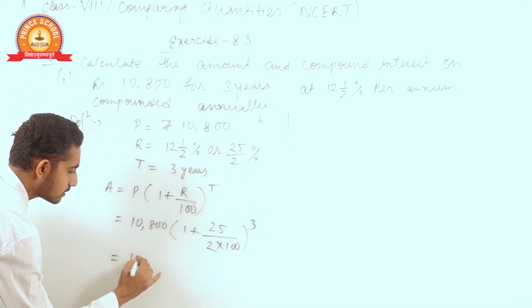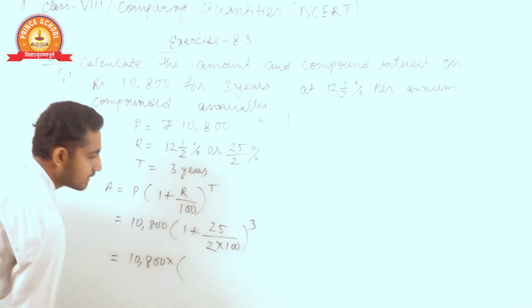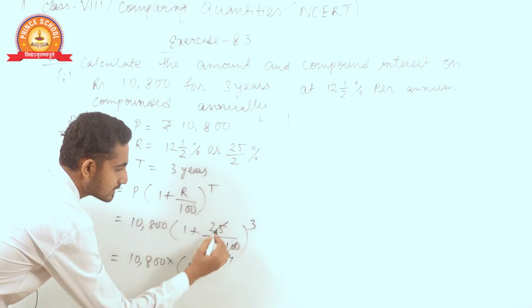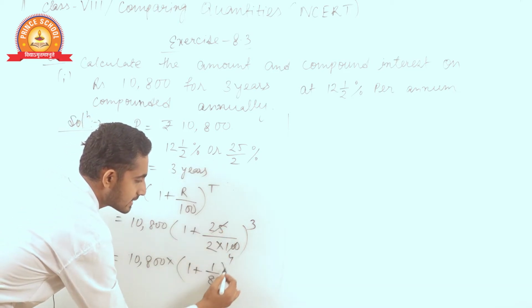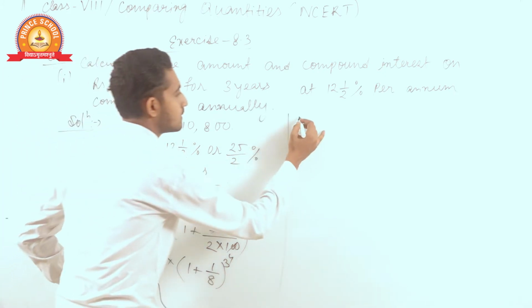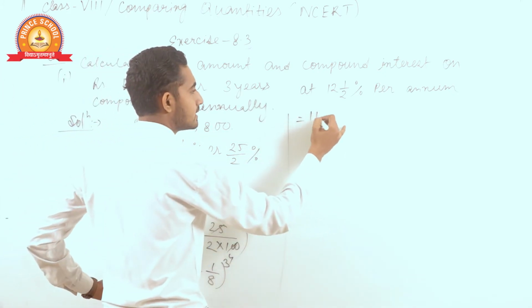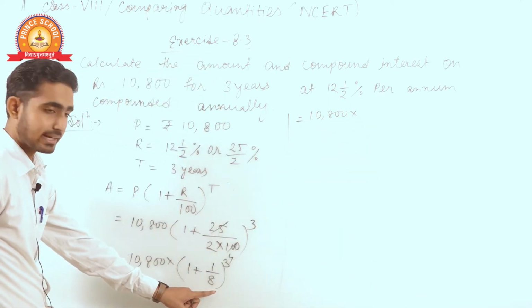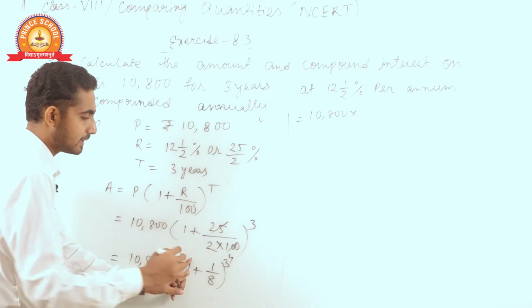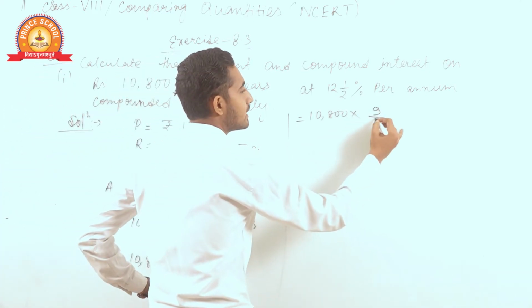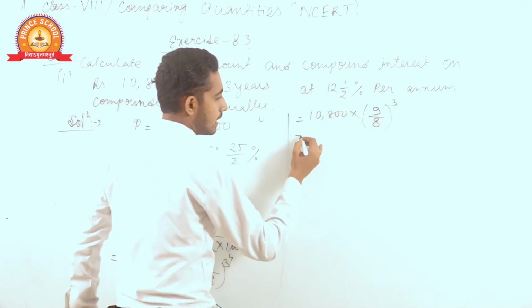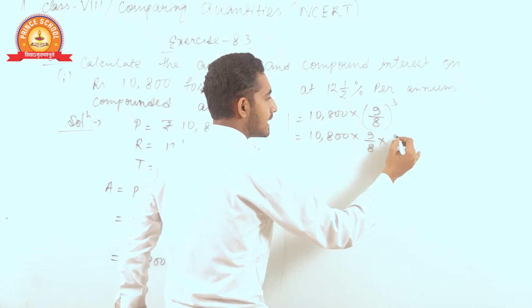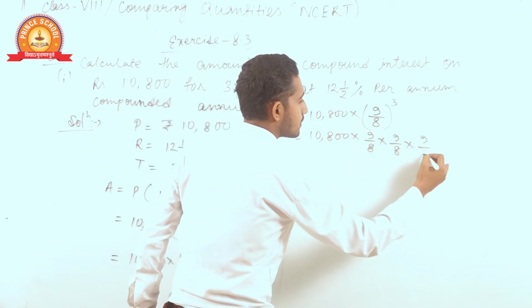Now 10,800 multiplied by, observe, 25 divided by 4 cancels, that means we can write 1 plus 1 upon 8 raised to the power 3. Now come here, see here: 10,800 multiplied by, if you take LCM, 8 will come, 8 plus 1 is 9, so we can write 9 upon 8 raised to the power 3. Now 10,800 multiplied by 9 upon 8, multiplied by 9 upon 8, and multiplied by 9 upon 8.